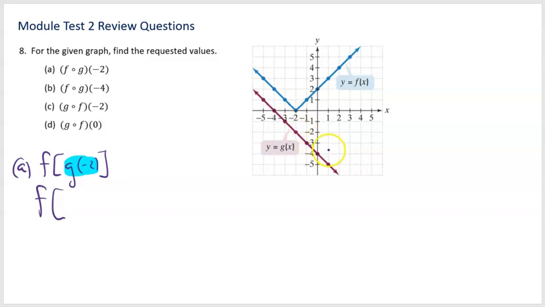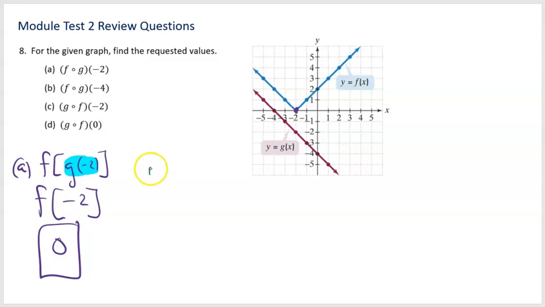The g graph is the red one. So I go over to negative 2 and I go to the red graph right there when I'm shading it in purple. See, the y value is also negative 2. So now I calculate f of negative 2. So I go to x is negative 2, just happens to be again, and I go to my f graph, which is the blue one, and my answer is right there on the line, is 0. So f composite g of negative 2 is 0.